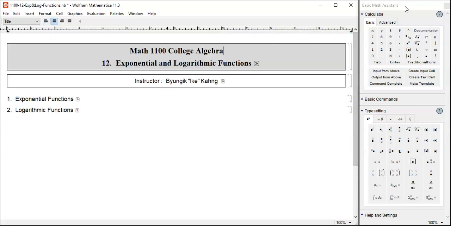Okay, so much for section 1 of this notebook. See you again in section 2.